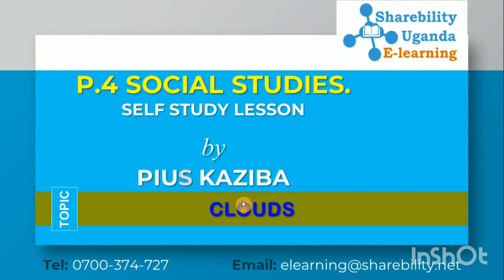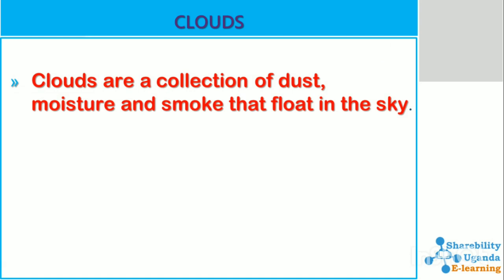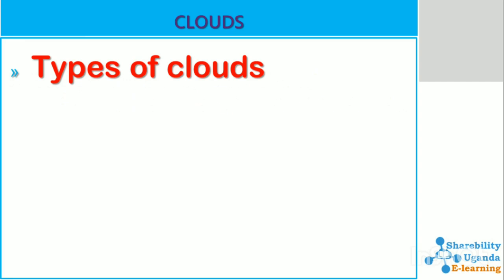Those are all different types of clouds, and clouds can be defined as a collection of dust, moisture and smoke that float in the sky. That is how specifically we can define clouds. We have various types of clouds, like I mentioned earlier.